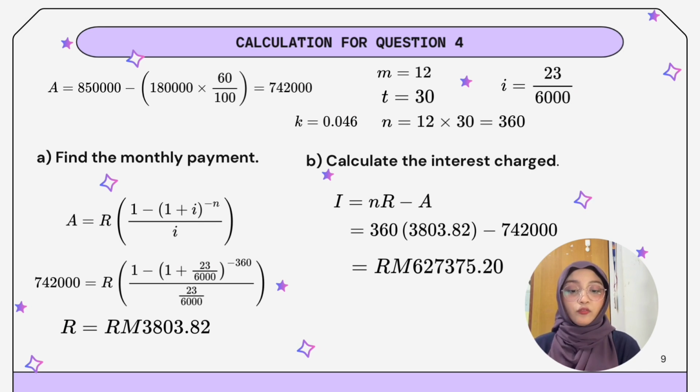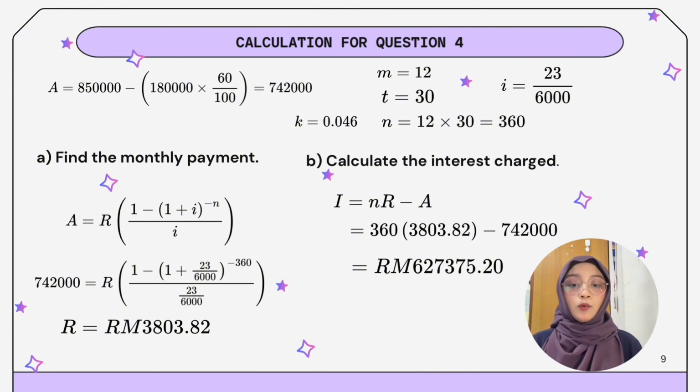Using the present value formula, we substitute the A, the I, and the N into the formula. After calculating, we get Amir's monthly payment, which is R, is 3,803.82. So this is the amount he has to pay every month for 30 years.